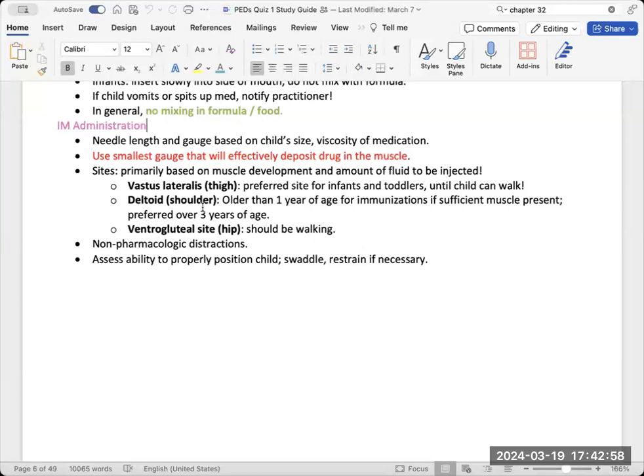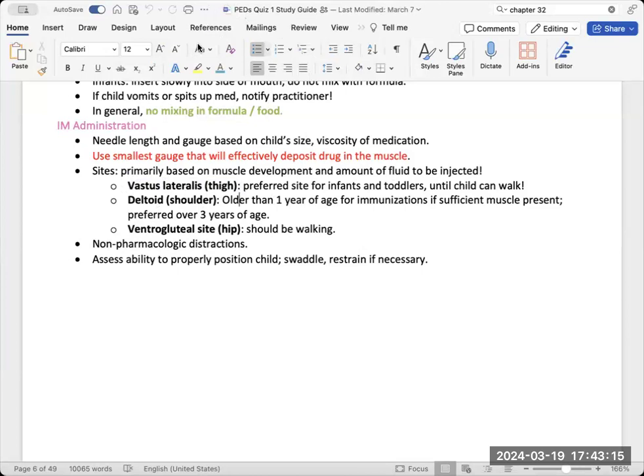And there's different sites that we could use, but the primary sites are like the vastus lateralis or the thigh. This is the preferred site for infants and toddlers until they can walk. So the ones that are not walking, they'll get any sort of IM injection in their thigh.